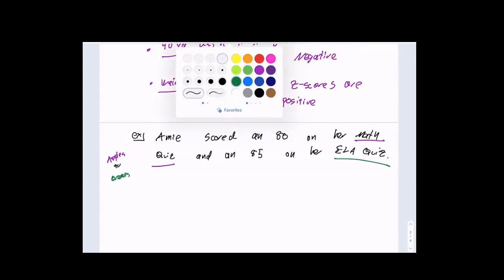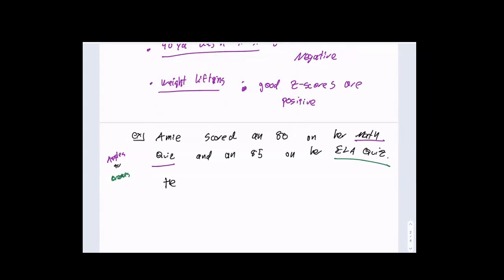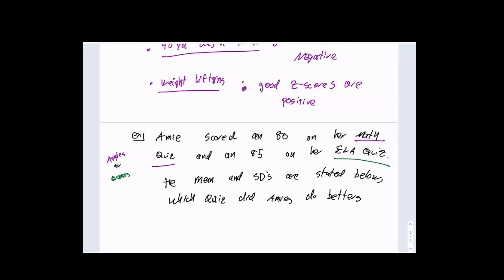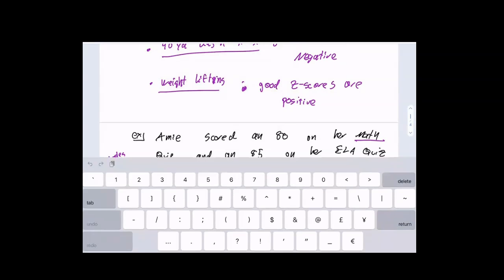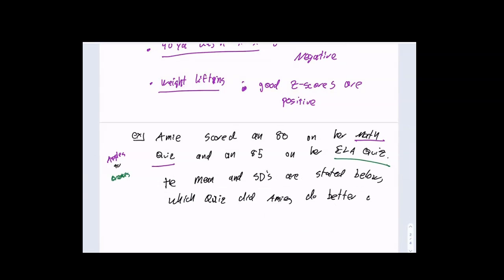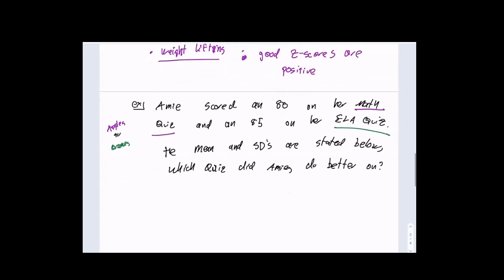All right. The mean and standard deviations are stated below. Which quiz did Amy do better on? Now, if this is on the AP Stats exam, what do you think the answer is going to turn out to be? Nine times out of 10, 8 times out of 10? What do you think the answer is going to be before we even actually see the summary statistics?